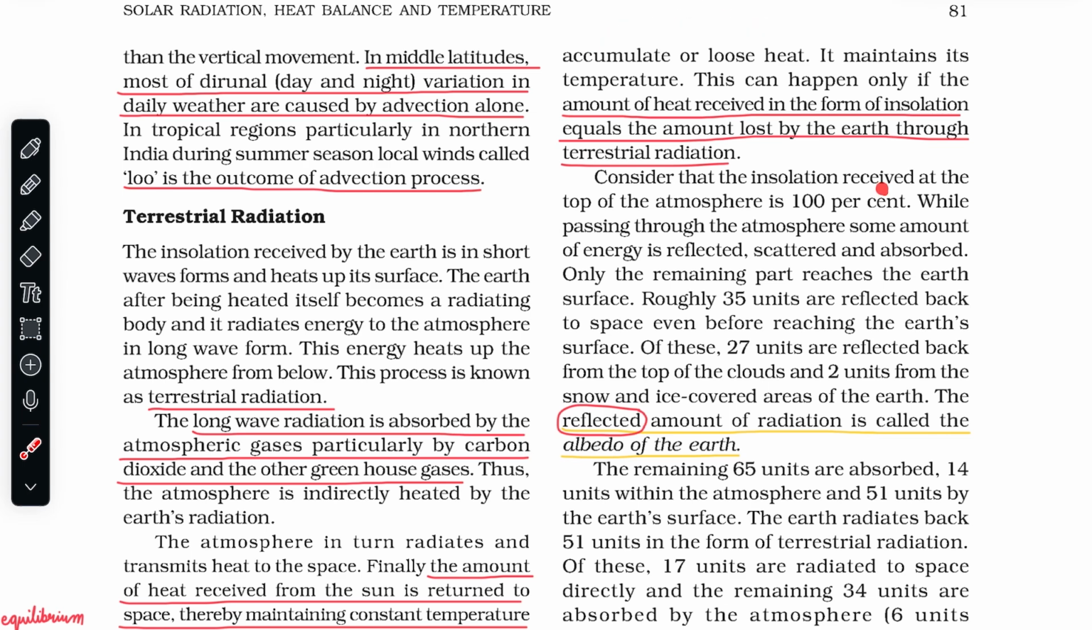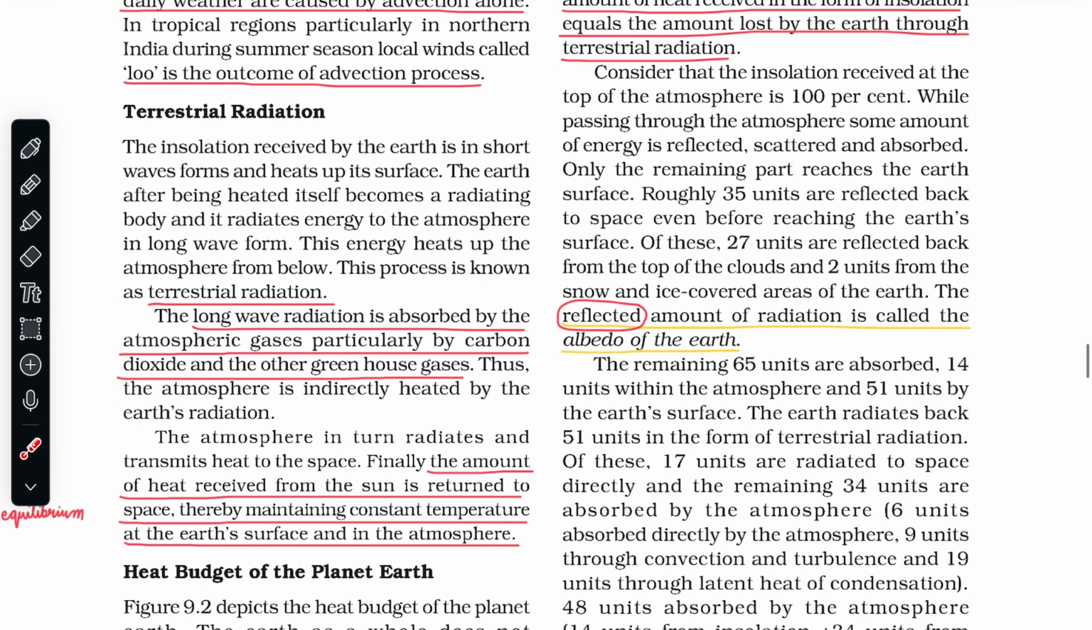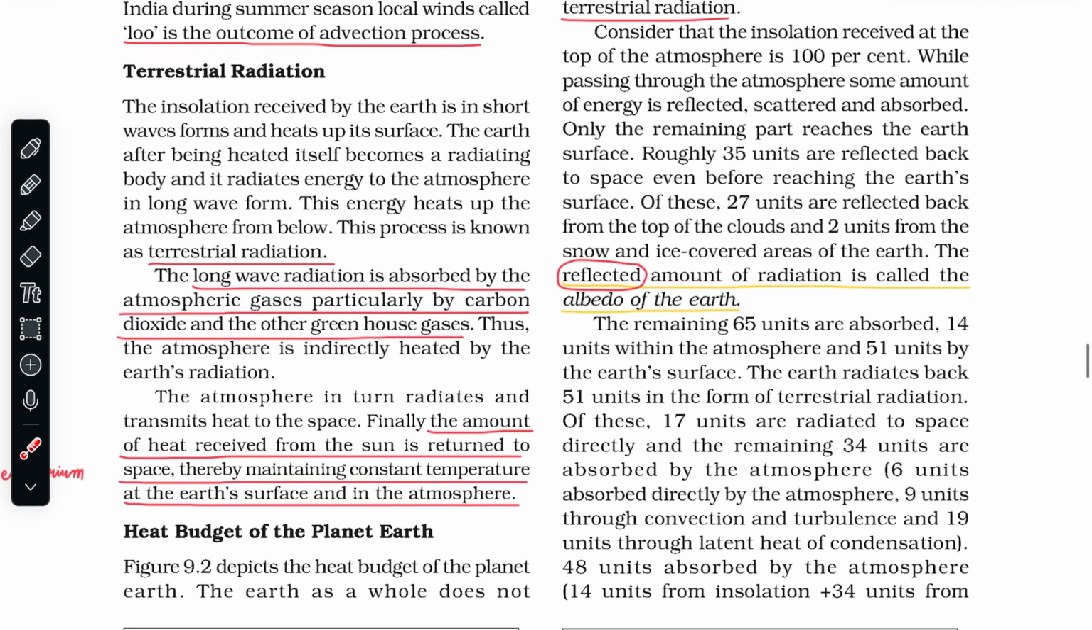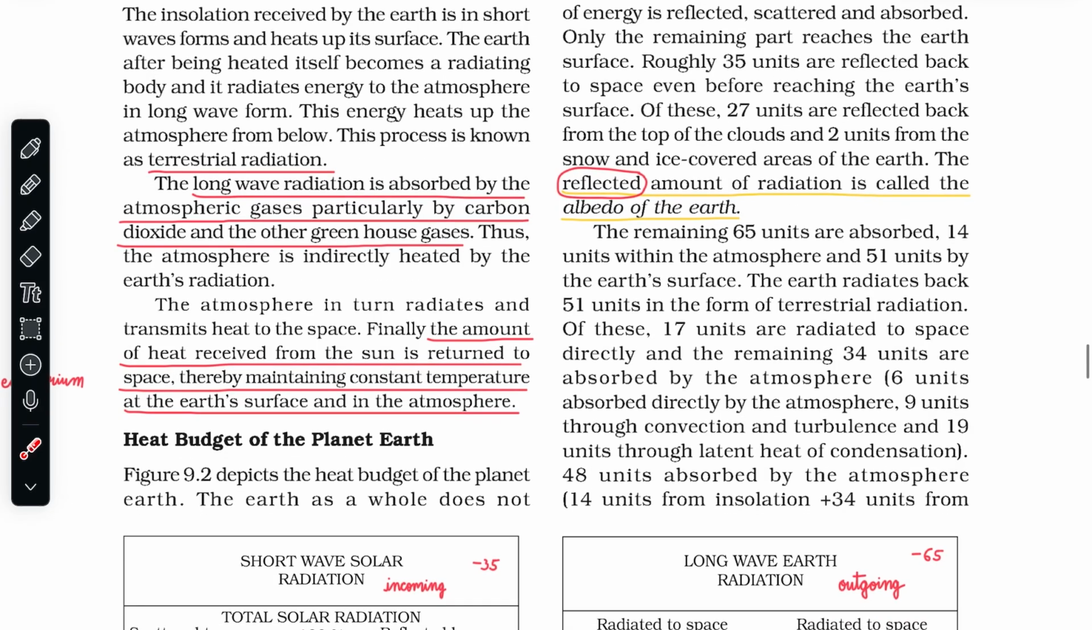The percentage of insolation received at the top of the atmosphere is 100%. While passing through the atmosphere, some amount of energy is reflected, scattered, and absorbed. Only the remaining part reaches the Earth's surface. Roughly 35 units are reflected back to space even before reaching the Earth's surface. Of these, 27 units are reflected back from the top of the clouds, 2 units from the snow and ice covered surfaces of the Earth. The reflected amount of radiation is called the albedo of the Earth. So, albedo is basically a term to denote the reflection.